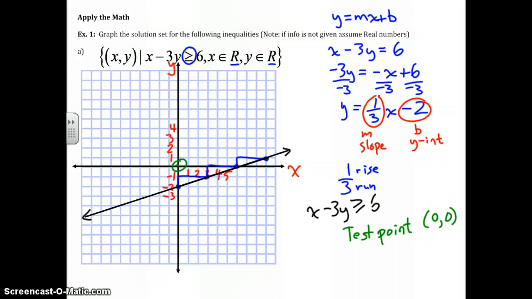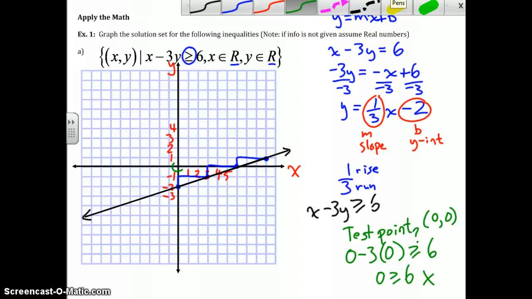So our x value, based on this test point, is 0. Then take away 3 times the y value, which is 0. And then we want to know, is that greater than or equal to 6? So again, is 0 greater than or equal to 6? No, 0 is not greater than or equal to 6. So that tells us that this side of the line up here that our test point is in is not our solution set. So that means the area below the line is our solution set.